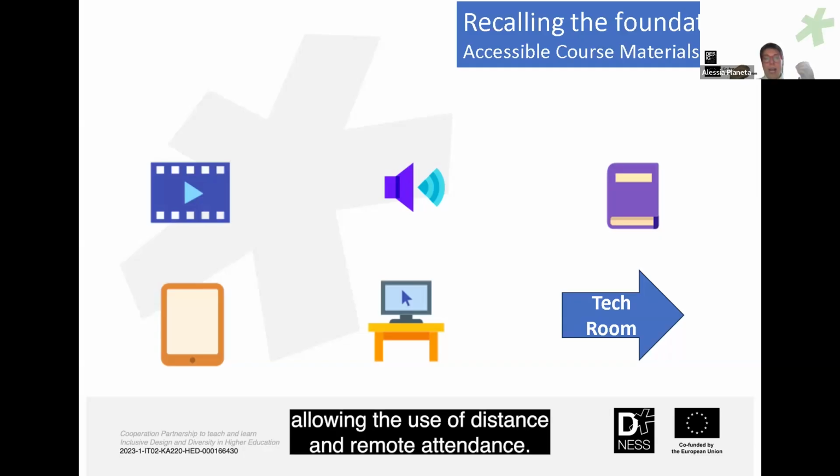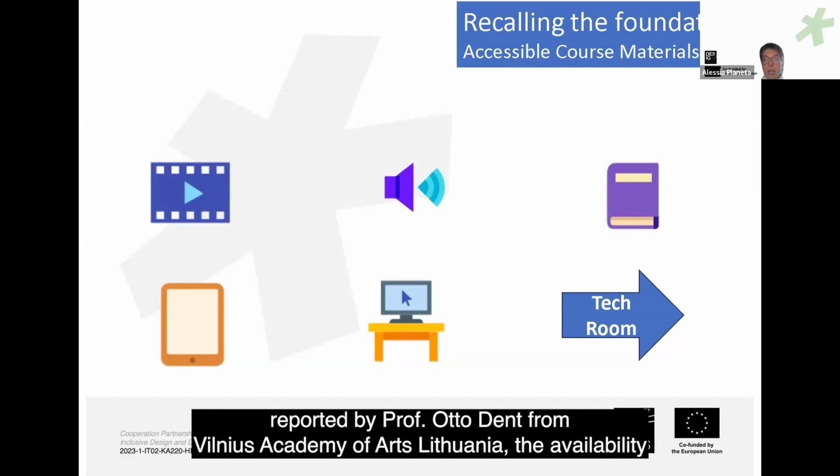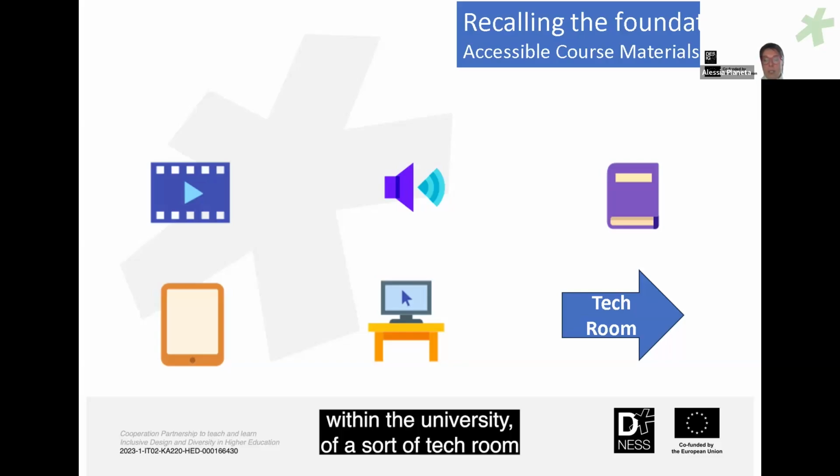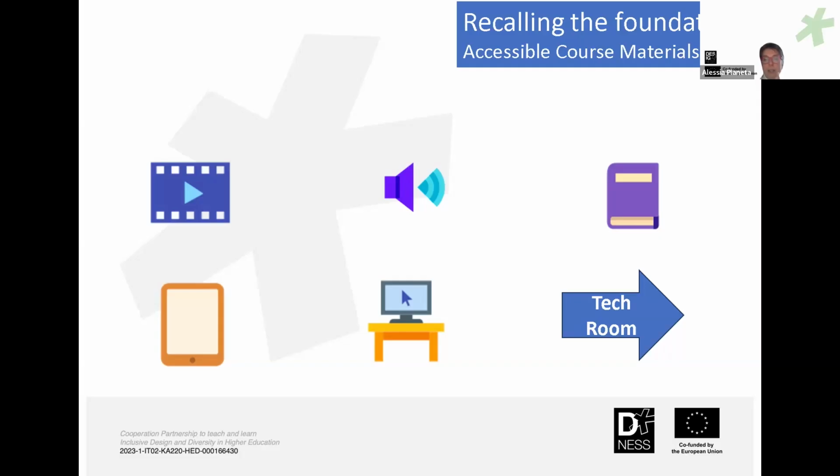So accessible learning course materials could range from video material, audio material, printed material, allowing the use of tablets, allowing the use of distance and remote attendance. But as I recalled from the case reported by Otto Dance from Lithuania, the availability within the university of a sort of tech room, where students can use a performing computer and work there instead of at home with low performing devices, could be a good accessible provision.